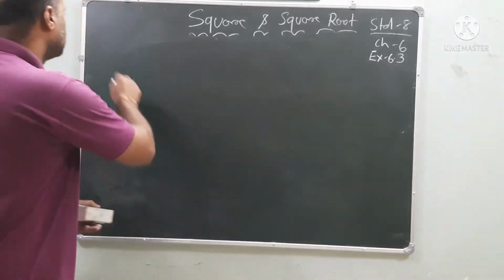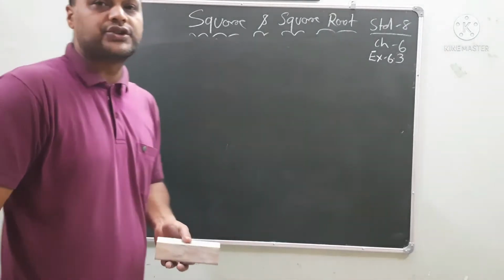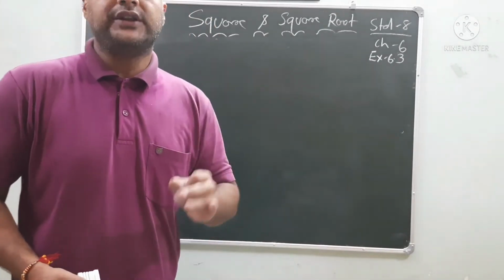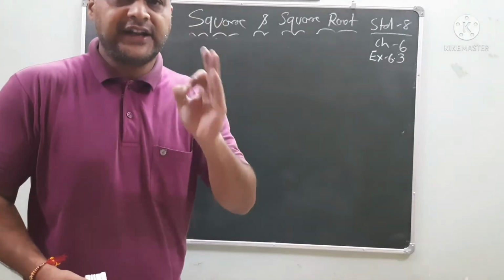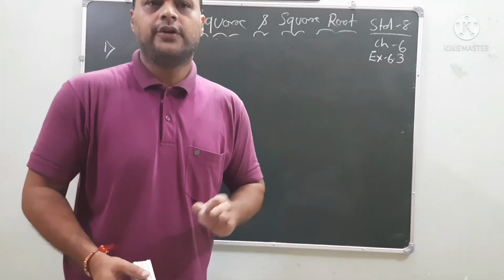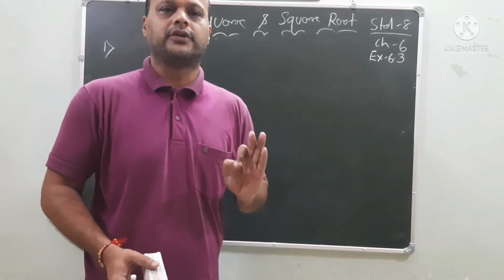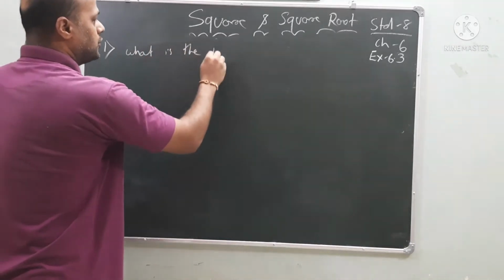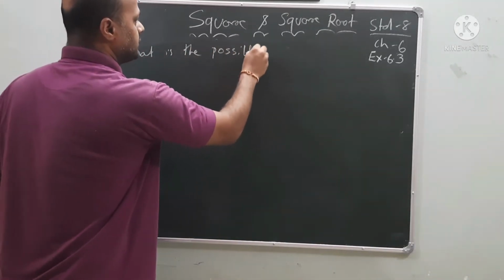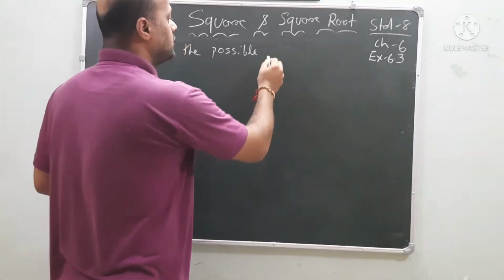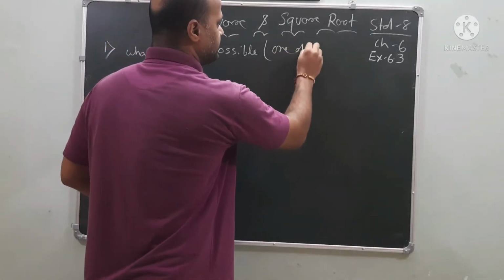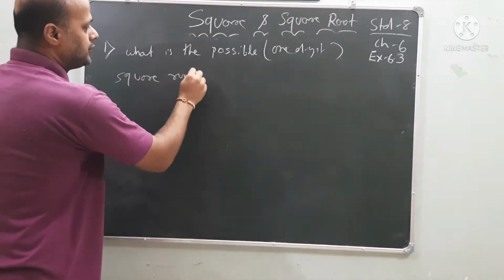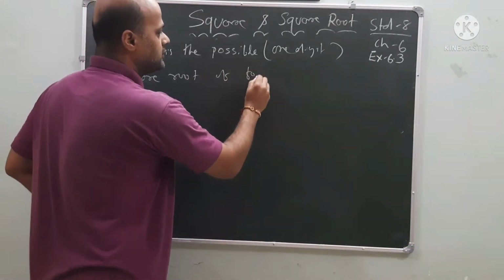Now come to exercise 6.3 question number 1. The question is saying: what could be the possible one's digit of the square root of each of the following numbers?